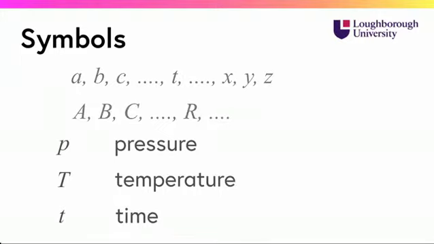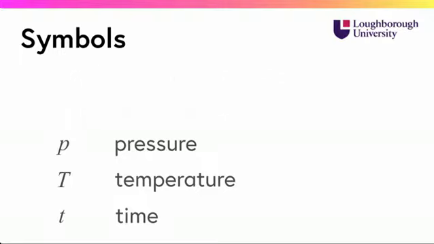There are no hard and fast rules about which letters to use, though it should be clear that some choices are more sensible and more helpful than others. And of course, over the course of history, conventions have been developed. For example, it is almost universally accepted that the symbol for time is lowercase t.